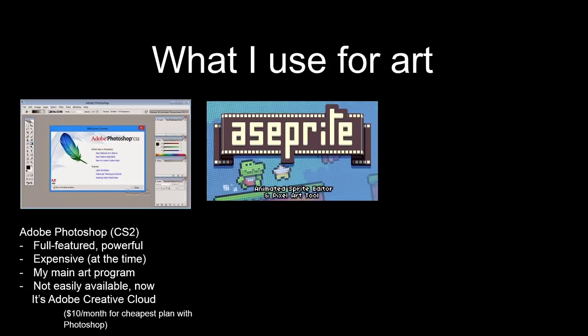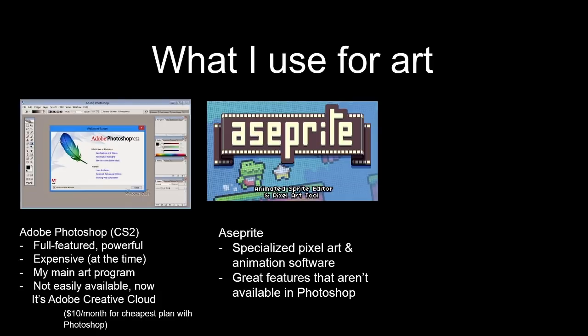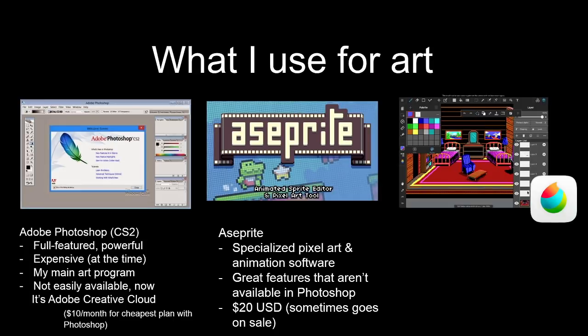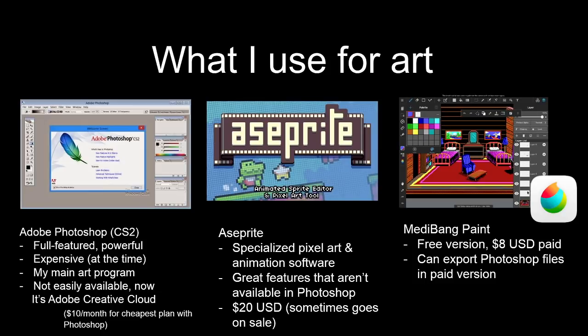Another piece of software I do use, and have been starting to teach myself, is Aseprite. Aseprite is great because it's specialized pixel art and animation software, which means it has some features that Photoshop doesn't have. Well, at least Photoshop CS2 doesn't have these features. And it's $20, which I think is a pretty fair price. A lot of pixel artists who work professionally do use Aseprite. The third program I use for pixel art is MediBang Paint. It does have a free version. You can get an $8 ad-free version that has some additional features, including being able to export to Photoshop files, which is very key for me because that's definitely what I use the most.